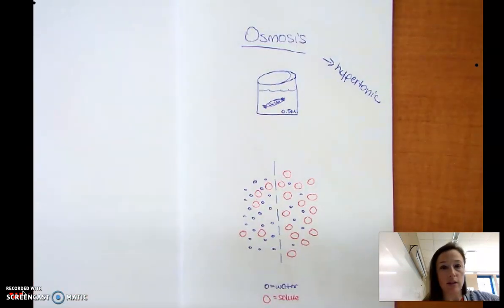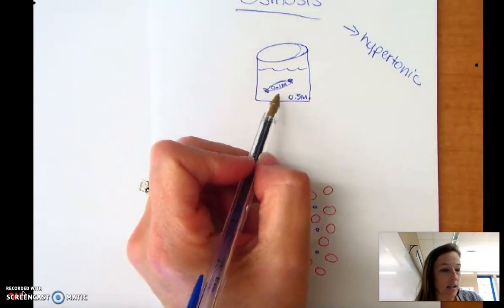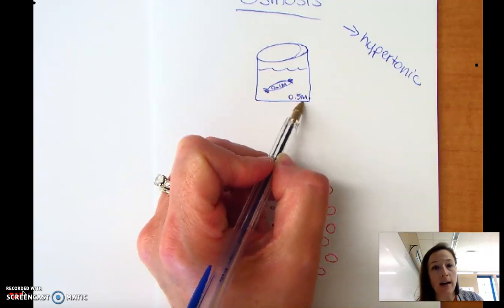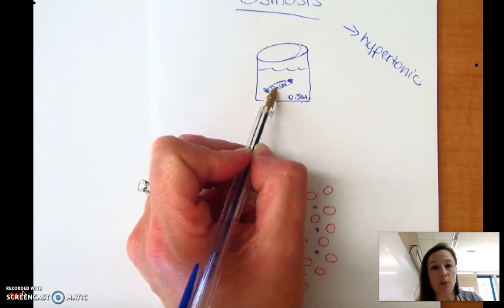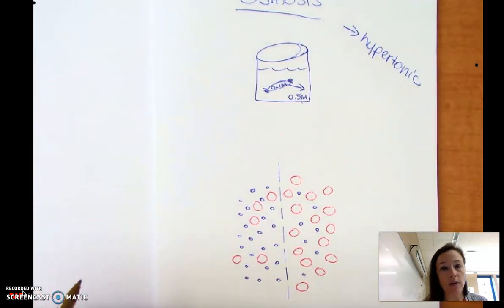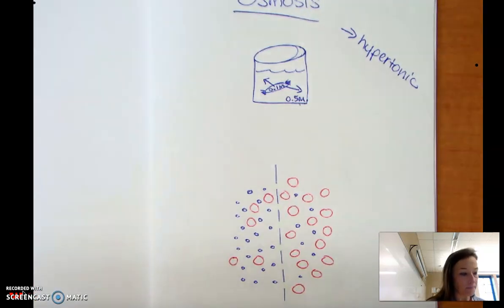So I don't know if you can read that. This little cell, this little bag inside this beaker full of fluid is 0.1 molar. This is 0.5. So since the 0.5 is higher than 0.1, this would be hypertonic, and we would expect to see water come out of the bag and into the beaker, the solution in the beaker.